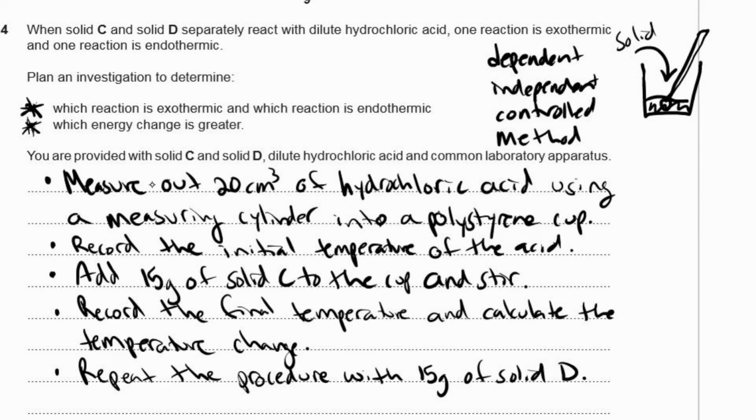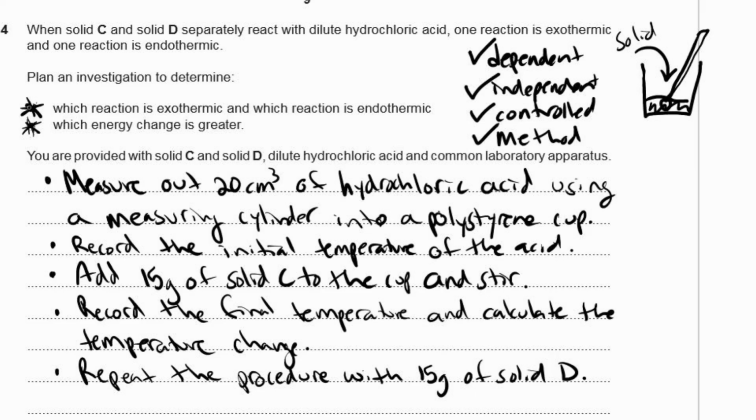Okay, so what have we done? The independent variable is the thing you're changing, whether it's solid D or solid C. You're measuring the temperature change as the dependent variable, so we have the final temperature change included in there. Controlled variables: using the same amount of hydrochloric acid, and the same type of cup. So you have a couple of controlled variables, and you're talking about the method.